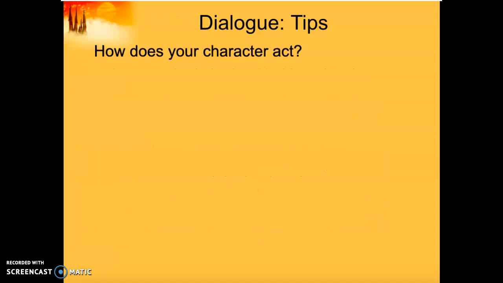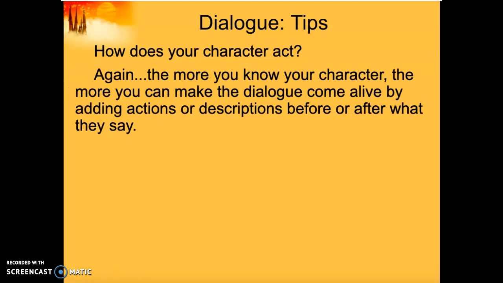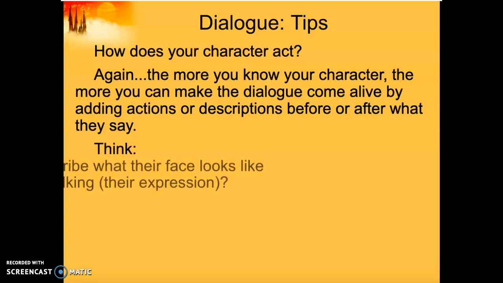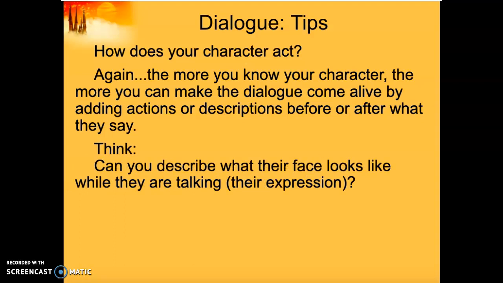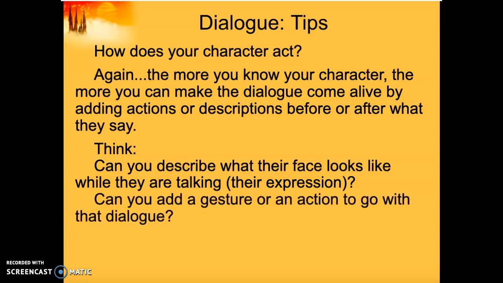Okay, another final tip, where I think I'm nearing the end. How does your character act? Again, the more you know about your character, the more you can make the dialogue come alive by adding actions or descriptions before or after what they say. I had Mrs. Rabbit be a very protective mother. So she's like a little bit of a nervous mommy. So she's clutching her baby when she's talking, right? Think to yourself, can you describe what their face looks like while they're talking? Can you picture it when you're writing it? Can you see their expression? Well, include that. Can you add a gesture or an action to go with the dialogue that you write?